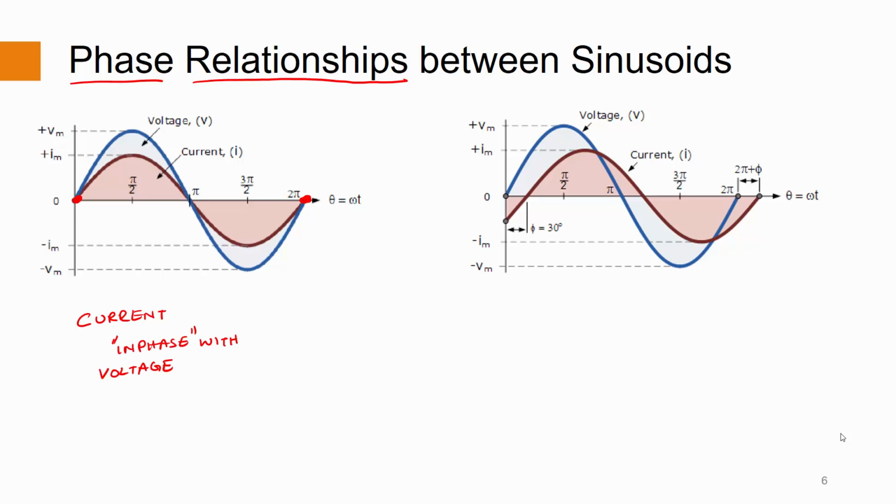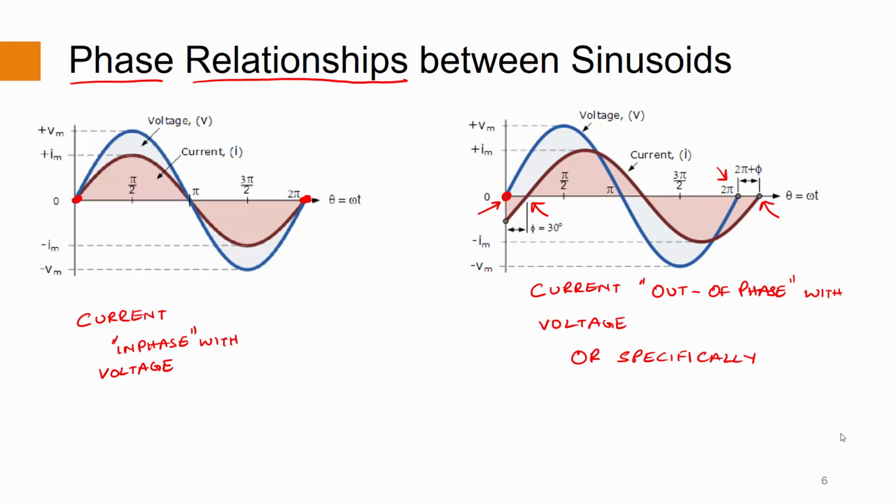Now, for the figure on the right, the voltage waveform has crossed the 0 first and the current waveform is delayed by 30 degrees. When the waveforms complete one cycle, the phase difference between them is still 30 degrees. We can say that the current is out of phase with respect to the voltage, and more specifically, since the current waveform is delayed with respect to the voltage waveform, we can say that the current lags the voltage or that the voltage leads the current.